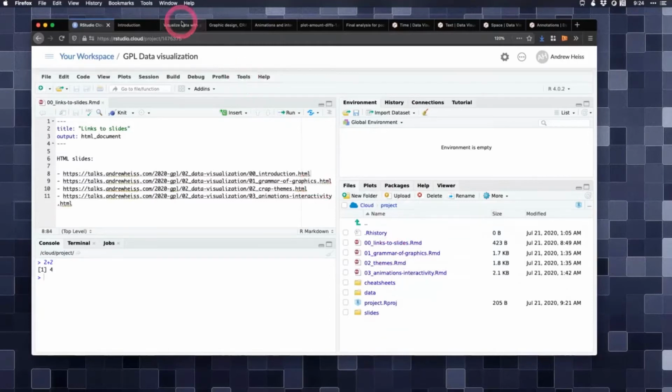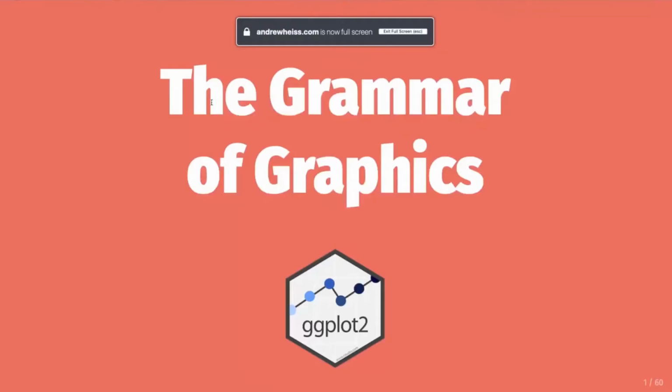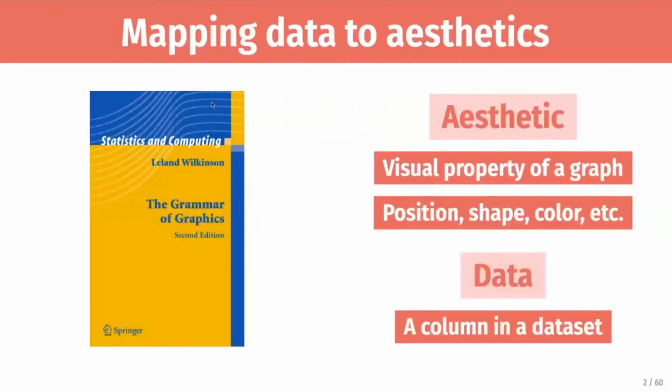So let's go ahead and get started with the grammar of graphics. These are the slides named 01 grammar of graphics. This idea of the grammar of graphics, as I mentioned in the very beginning, is based on this book by Leland Wilkinson. He wrote it in the late 1990s, early 2000s, called The Grammar of Graphics. In this book, he lays out a way of describing data-based graphics. And he invents a special term that we'll be using throughout the day that is really, really important.